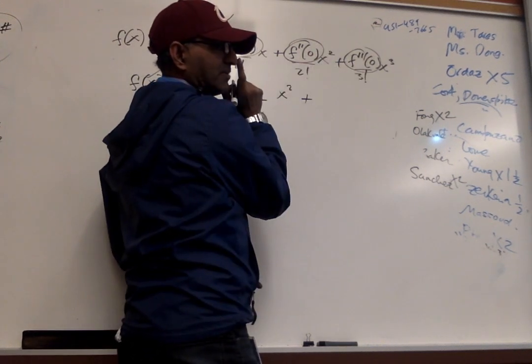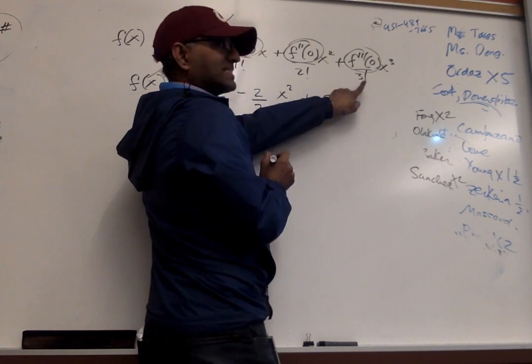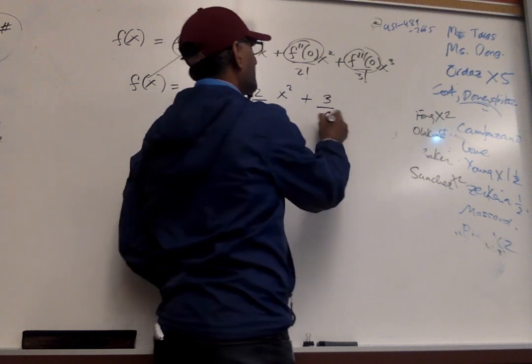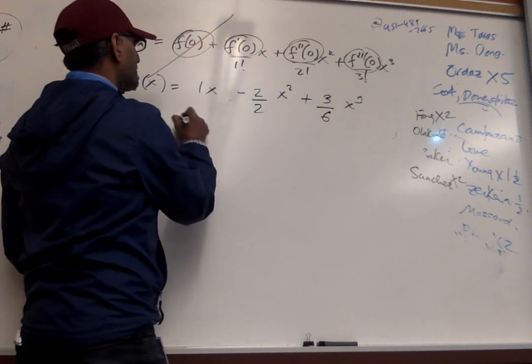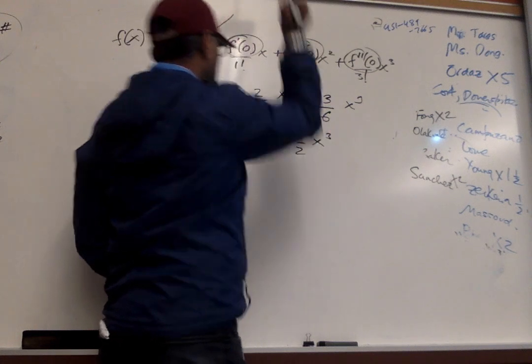What was f triple dash again? Was it 3 or negative 3? 3. Careful. What's 3 factorial? 6, very good. x cubed. Rewriting is your friend. So your final answer, x minus x squared plus 1/2 x cubed. That is your final answer.